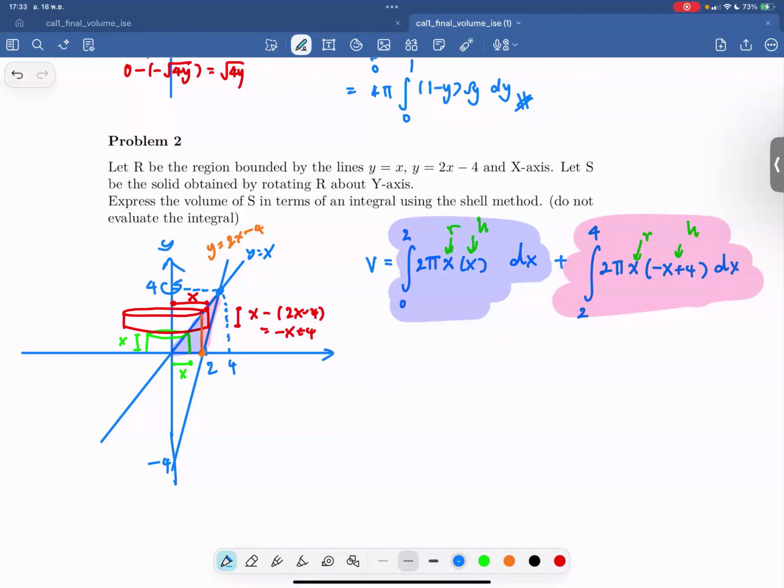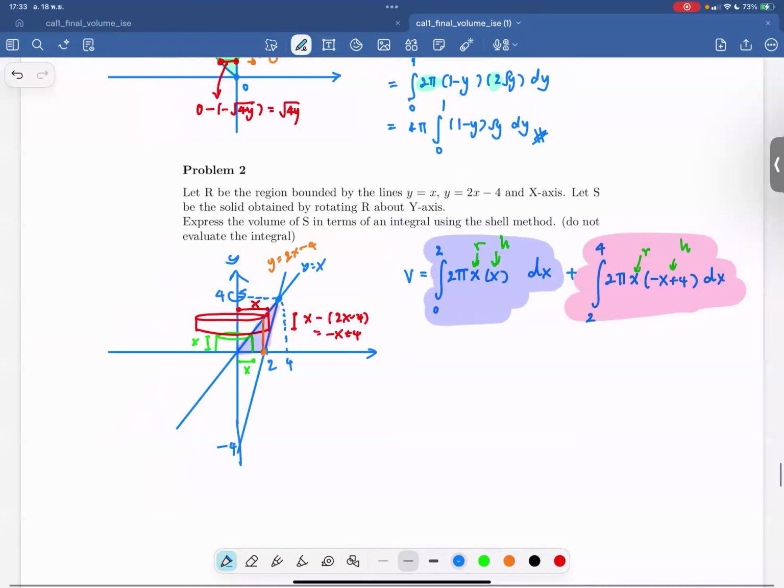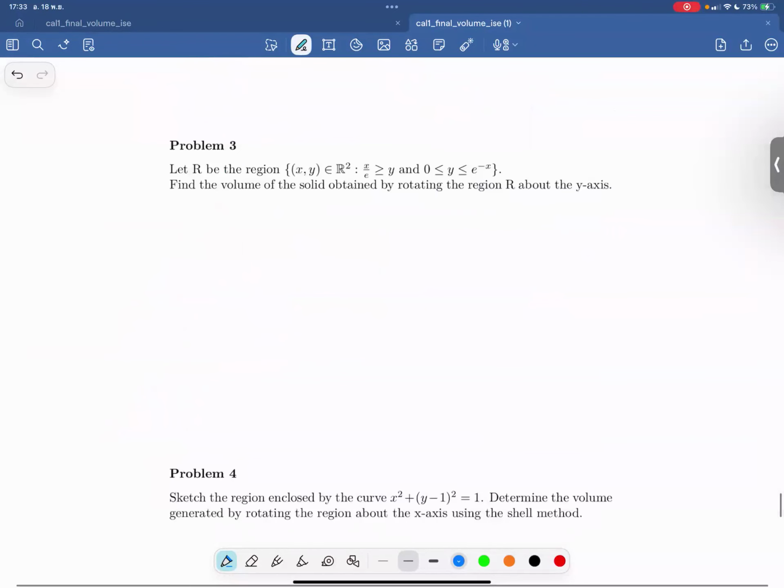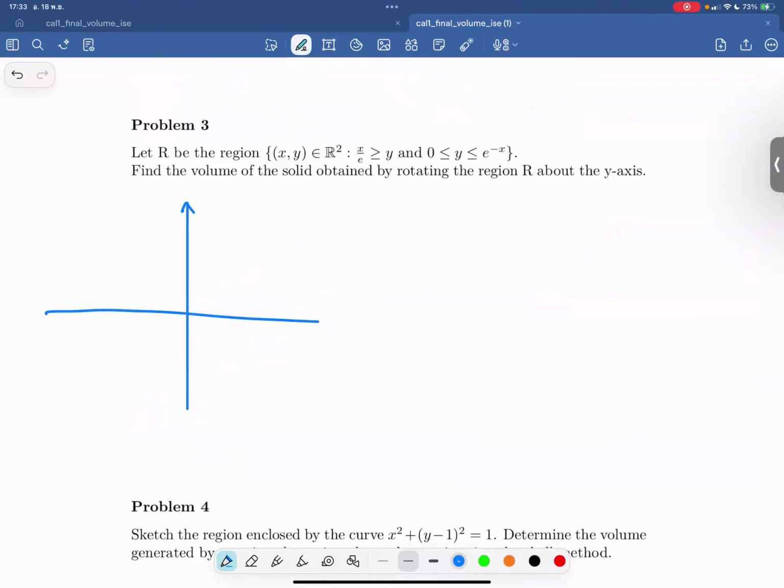Okay, so we move to the next question. The region is bound by the inequality, but we just need to find the boundary first. Its boundary should be y equal to x over e, right? It's just the linear function with the slope 1 over e. So it should be like this, the linear function y equal to x over e.